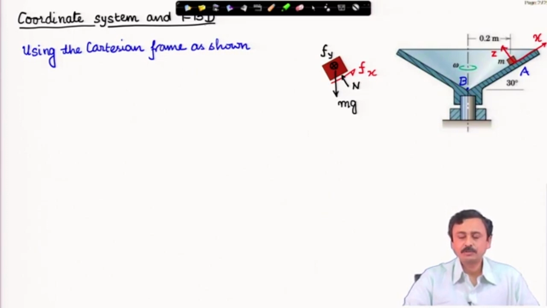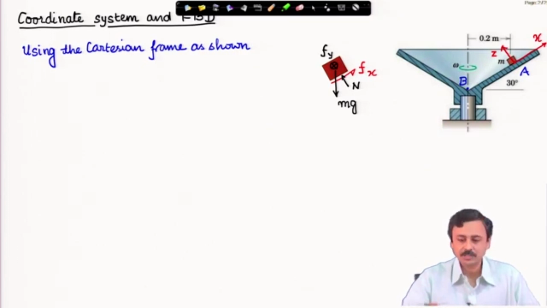This is the small block whose free body diagram we have to draw. The first thing that you notice is the weight which is acting vertically downwards. Then there is this normal reaction from the inclined surface, the surface of the dish, which is acting perpendicular to the surface. And then you also see Fx, which is the friction force between the block and the dish along the x axis direction. Now, because this surface is two dimensional, therefore, there will be in general two forces of friction.